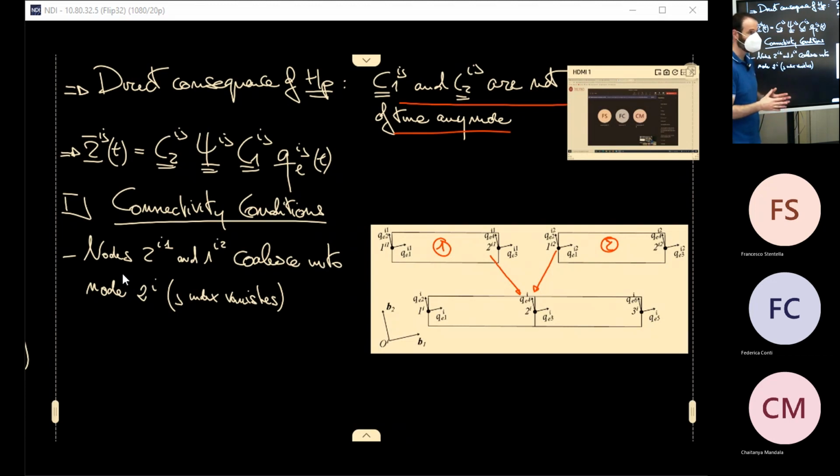Sometimes this kind of operation, I'm not sure if you're familiar with finite element codes, or Nastran or ANSYS or whatever, you have this condition which you call node merge.